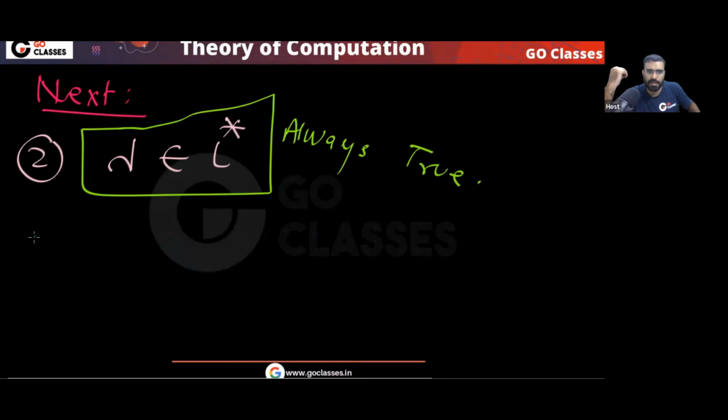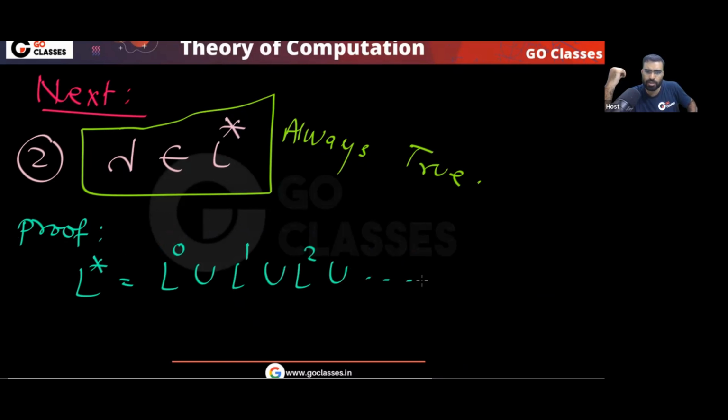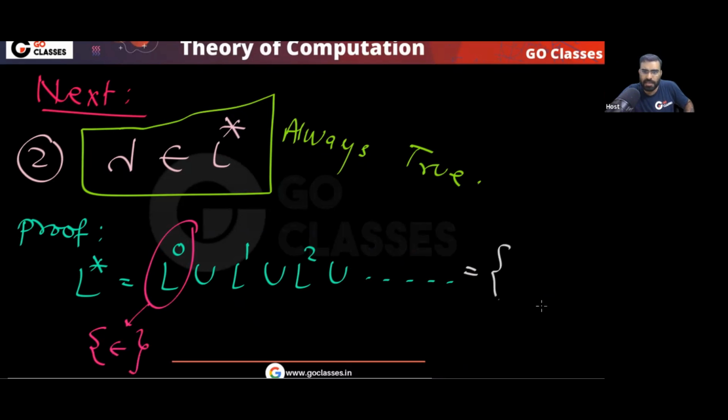Now, this statement is always true. What is the proof? What is L star? L star means L power 0, union L power 1, union L power 2, and so on. Now we don't care about the language. L power 0 itself will bring the empty string. So finally, L star will definitely contain the empty string. Empty string is denoted by lambda. Yes or no? So this is always true.